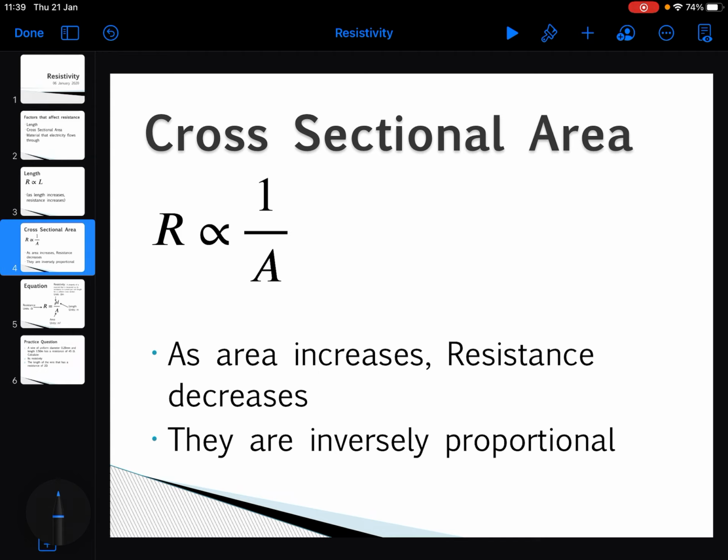Cross-sectional area. As area increases, resistance decreases. They are inversely proportional. Now that means if you double one, you halve the other. So, double one, halve the other. That's what inversely proportional effectively means.